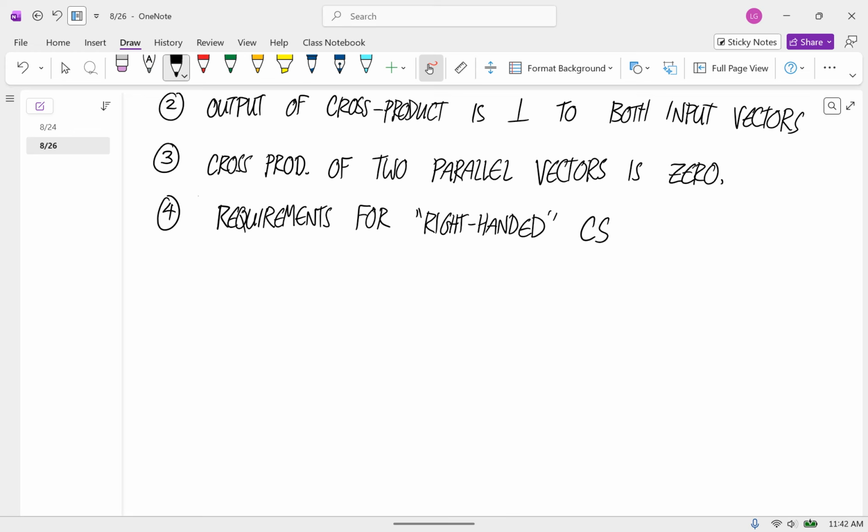The cross product of the x-axis and the y-axis has to be equal to the z-axis. I'm going to leave a space for the middle one. The cross product of the y-axis and the z-axis has to be equal to the x-axis. But then the middle one says i cross k is equal to negative j.